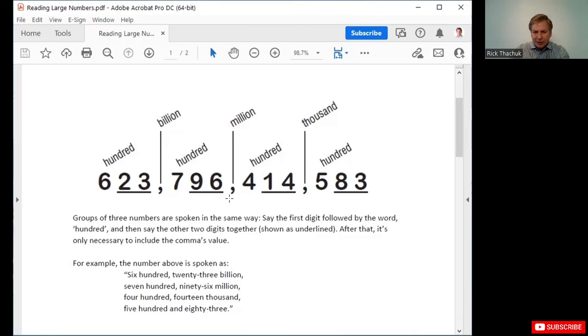And then the only other thing you need to say is the value of the comma. So for example, this number here would be spoken as 623,796,414,583. Can you please repeat that for me?